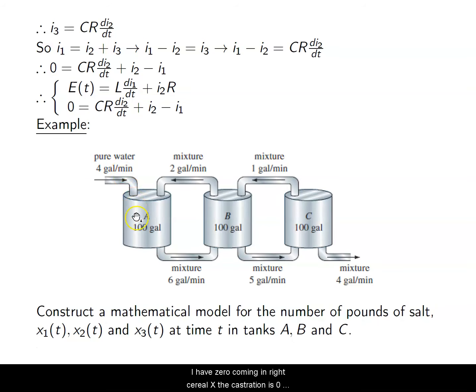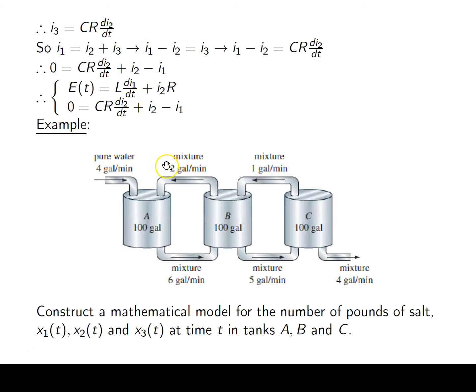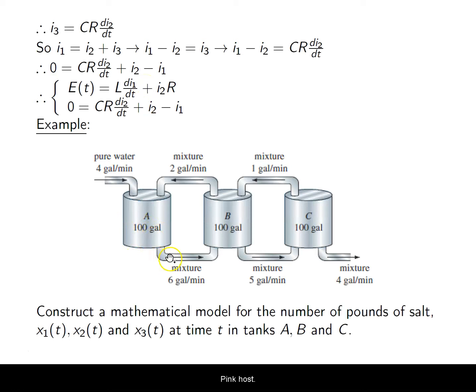The rate of change of x1 over time. So in, I have 0 coming in: the concentration is 0 times the amount that's coming in, so 0 times 4, which is 0, plus 2 times x2 over 100. So 2 in. Then 2 times the concentration that's coming in, whatever that function is over 100, because that's how much the tank holds.